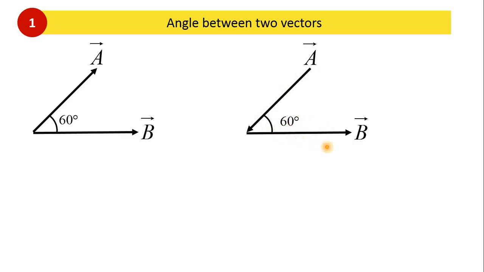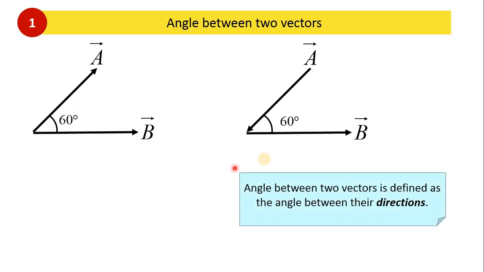But in this figure, we will say that the angle between A and B is not 60 degrees. In the first figure, the angle between the vectors is 60 degrees, but in the second figure, the angle between the vectors is not equal to 60 degrees, because the definition is like this. Angle between two vectors is defined as the angle between their directions.